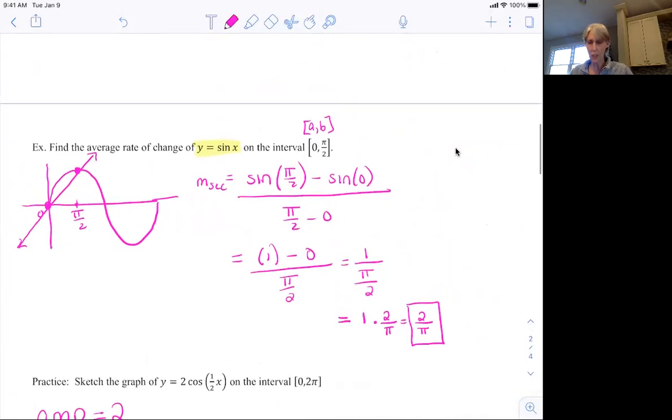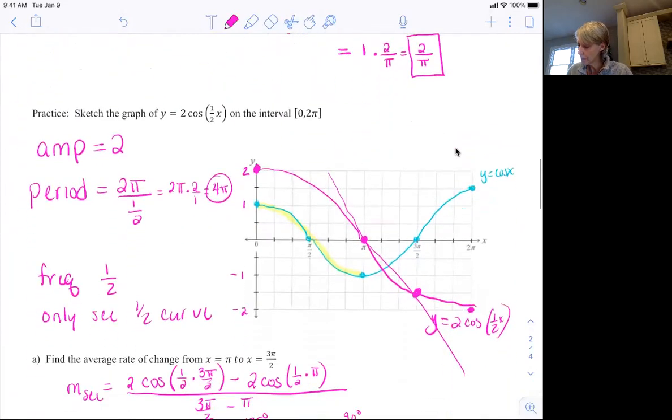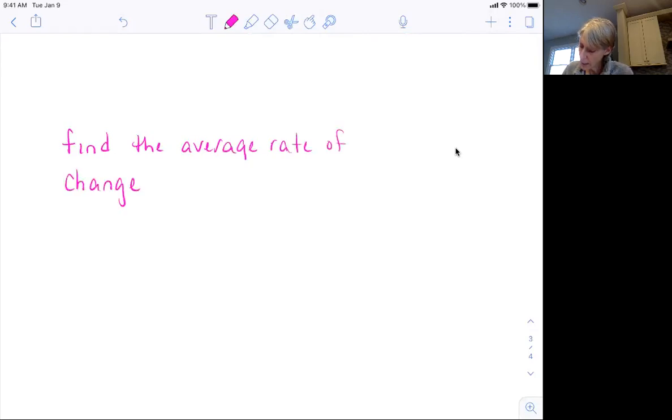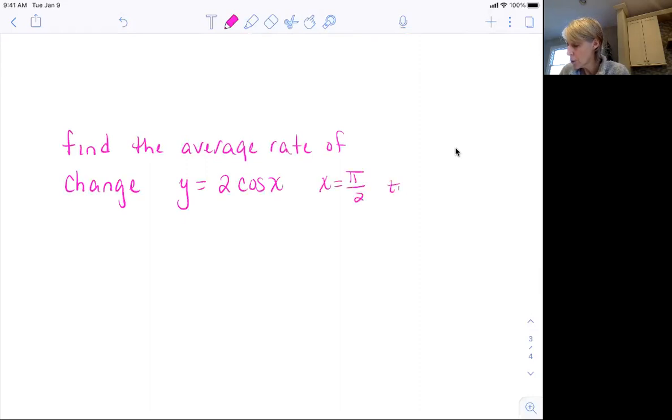Average rate of change. Maybe, you know what? Let's just hop and try one more easy one. So let's find the average rate of change, and let's say y equals 2 cosine x on the interval from x equals pi over 2 to x equals pi.